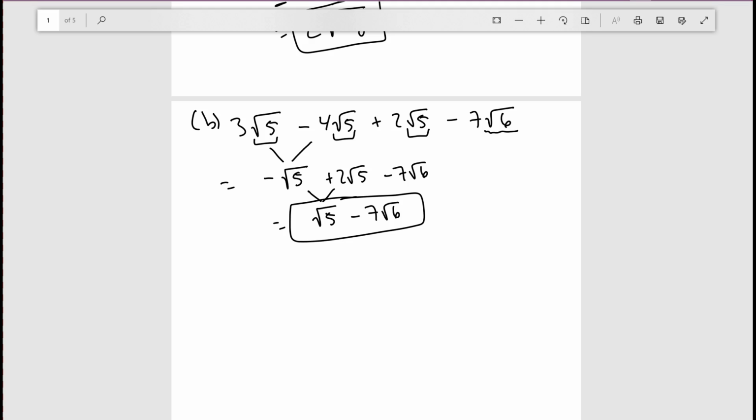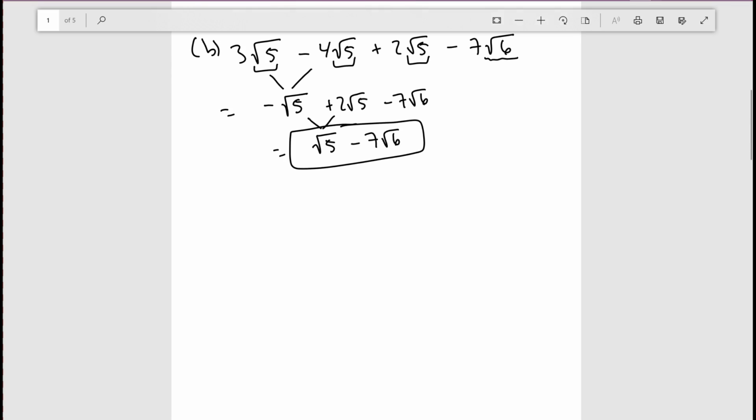You cannot combine things that are not like terms. So square root of 5 minus 7 square root of 6. These have different roots, so you cannot combine them. Okay? All right, so now let's try another problem.